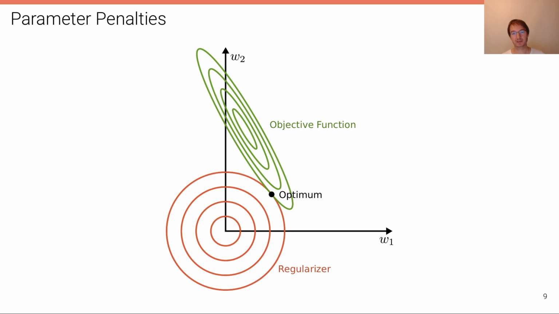You can see that now in this case, the value of W2 has been significantly reduced by this regularizer, while the value of W1 has increased a little bit. But overall, this regularizer ensures that the L2 norm of this parameter vector is small. And so we have these two competing objectives here, where the optimum is then somewhere in the middle.